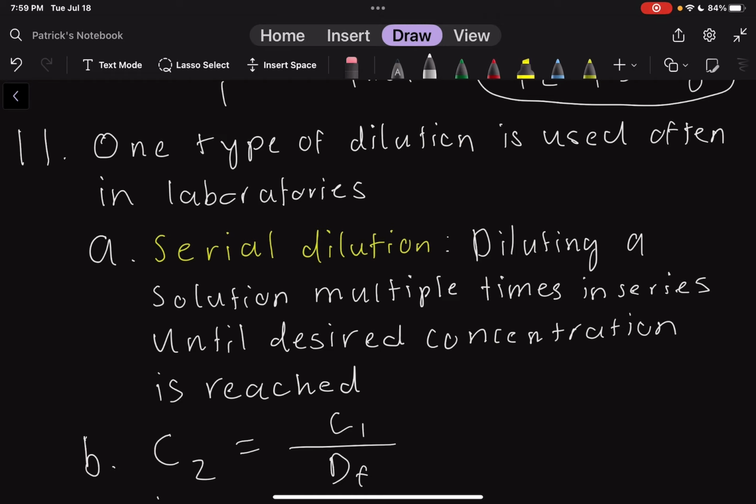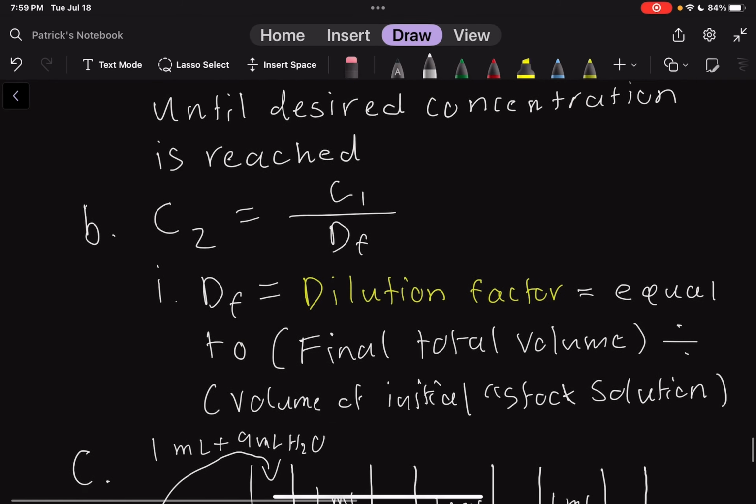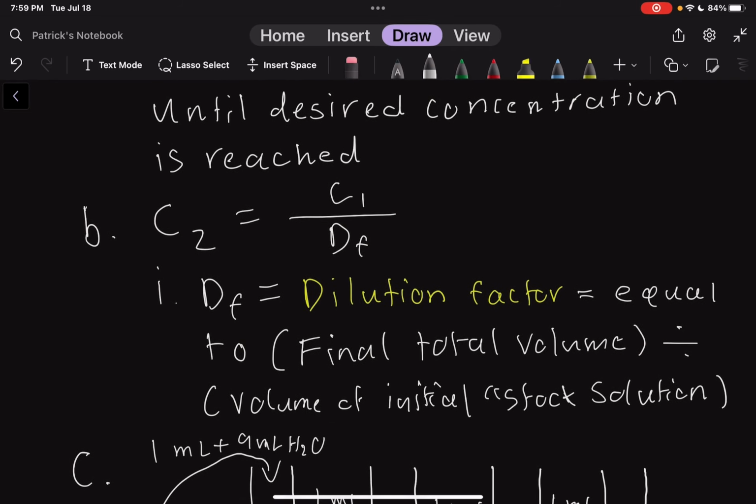To accomplish a serial dilution, we use a parameter called the dilution factor, which has the variable capital D with a lowercase f as its subscript. The dilution factor is equal to the total volume of the final resulting solution divided by the volume of the initial solution, which we call a stock solution because it's coming from the laboratory stock of chemicals. We then derive the formula C2 equals C1 divided by the dilution factor D sub f. In this instance, C2 is the final concentration, whether mass or molar, and C1 is the initial concentration, whether mass or molar.